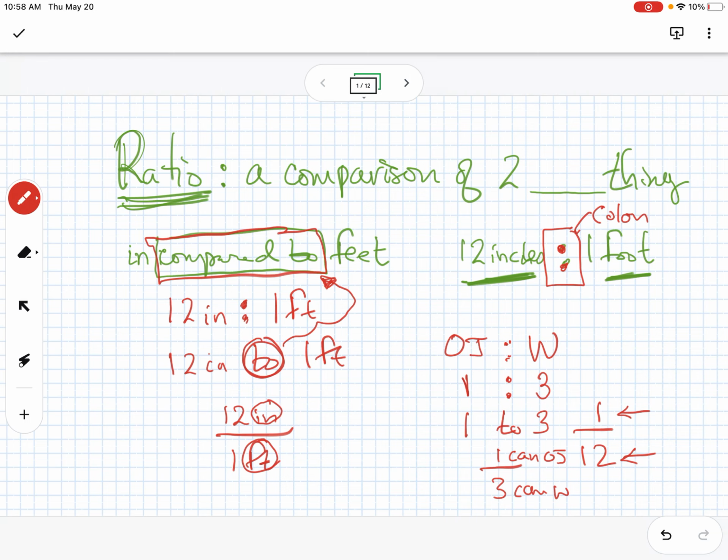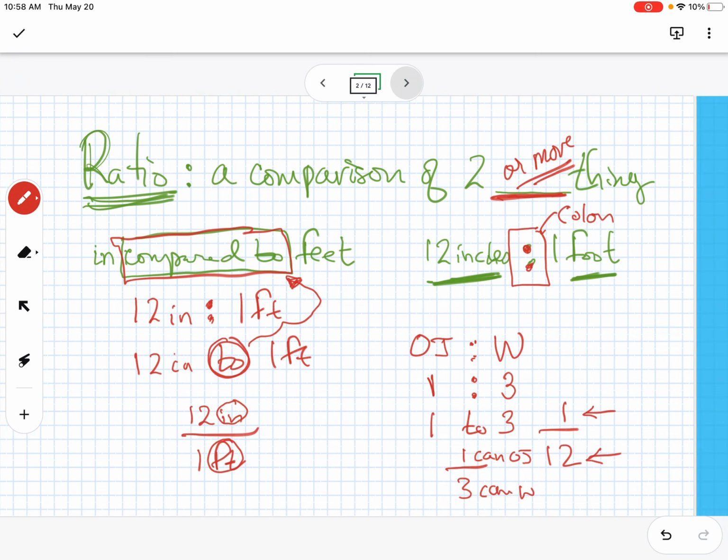No, this is comparing two different things. They're both cans, but the top's cans of orange juice, bottom is cans of water. Now, remember I left this blank. I left that blank because I want to be able to write in here now that a ratio is a comparison of two or more things. Let me show you what I mean.